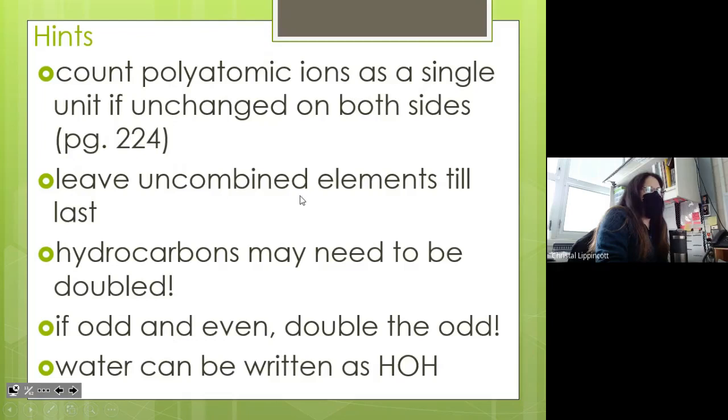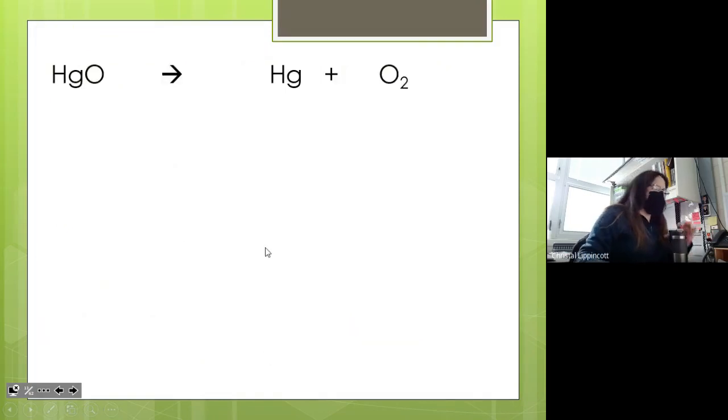Leave uncombined elements to the last. Hydrocarbons need to be doubled often. And then if even and odd, double the odd. And then water sometimes can be written as HOH to help you because that's a polyatomic ion, hydroxide. All right, so let's get started with these.